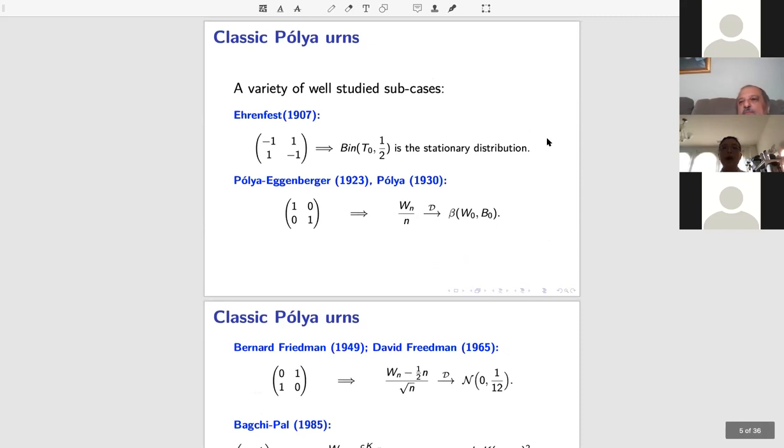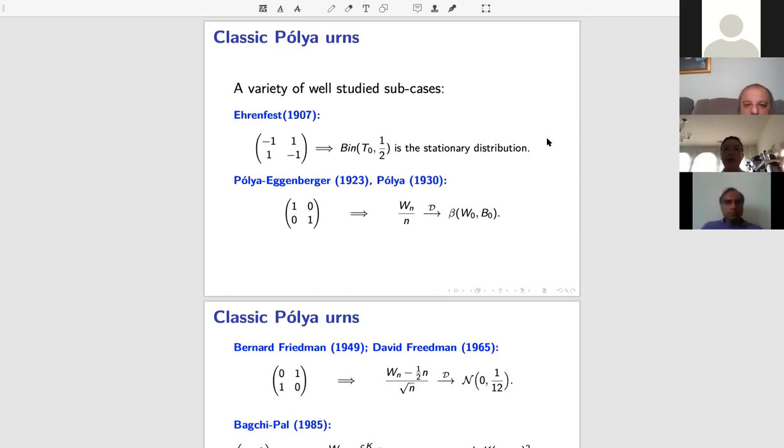I will show a few very well-known schemes for classic Pólya urns just to illustrate the variety of results we can get. We have the Ehrenfest urn, where the constant row sum balance factor is 0. For this one, the binomial distribution is the stationary distribution of the process. And we say that in the binomial distribution, we have the initial number, which is the number that we started with.